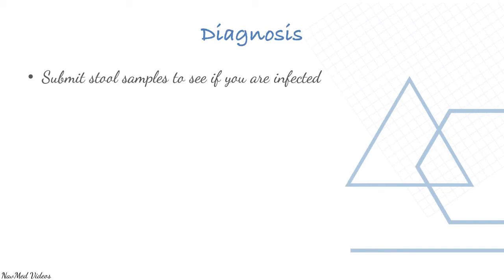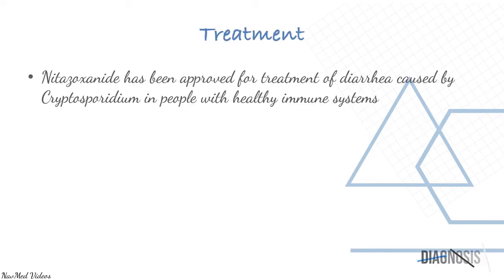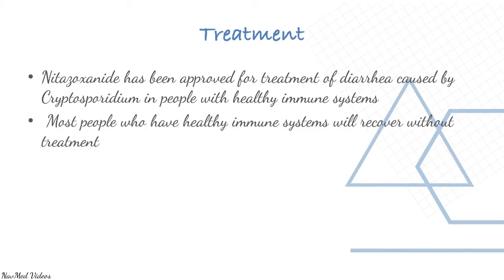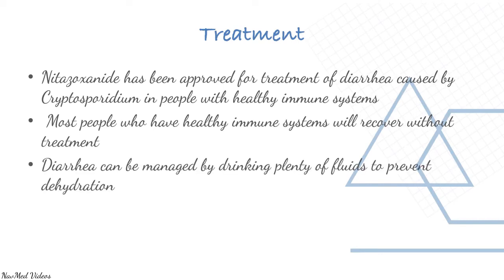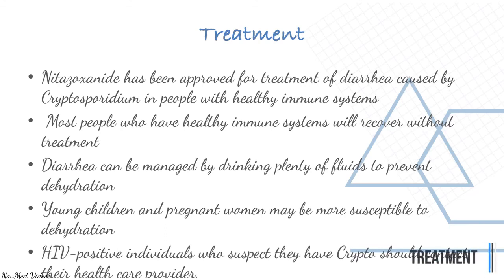Submit a stool sample to see if you're infected. Testing for crypto can be difficult. Several stool specimens over several days may be necessary. Treatment is nitazoxanide, which has been approved for the treatment of diarrhea. Most people with good immune systems recover. Plenty of fluids are needed for diarrhea management. Young children and pregnant women are more susceptible to dehydration.